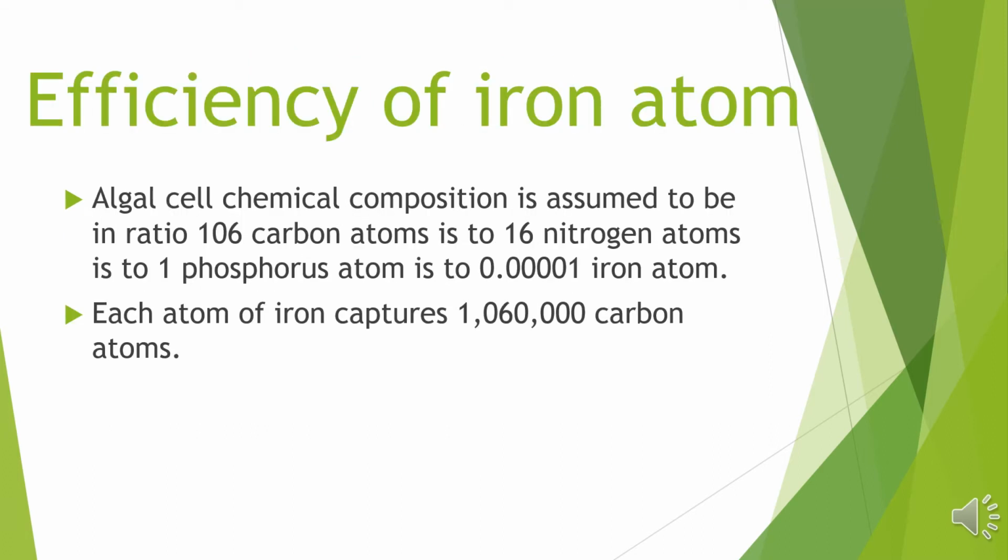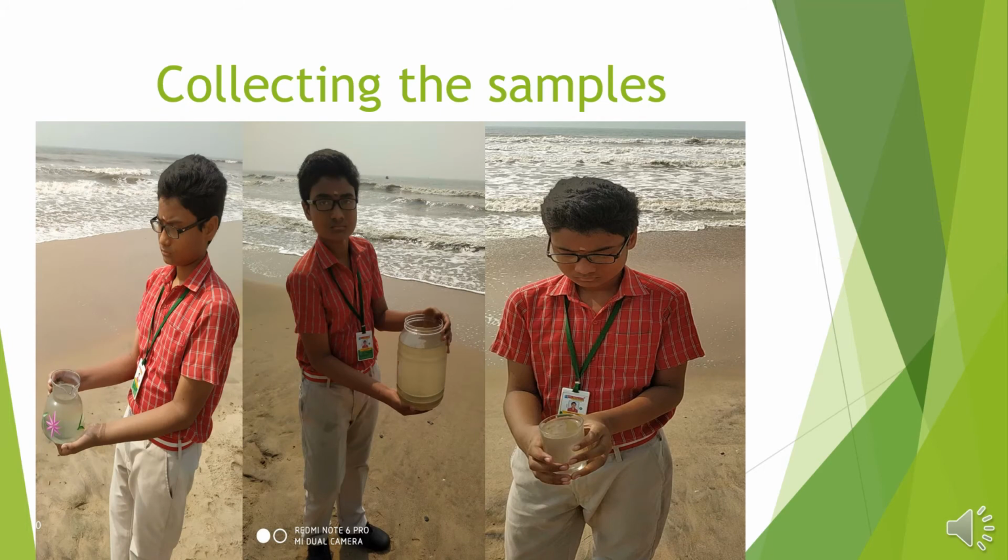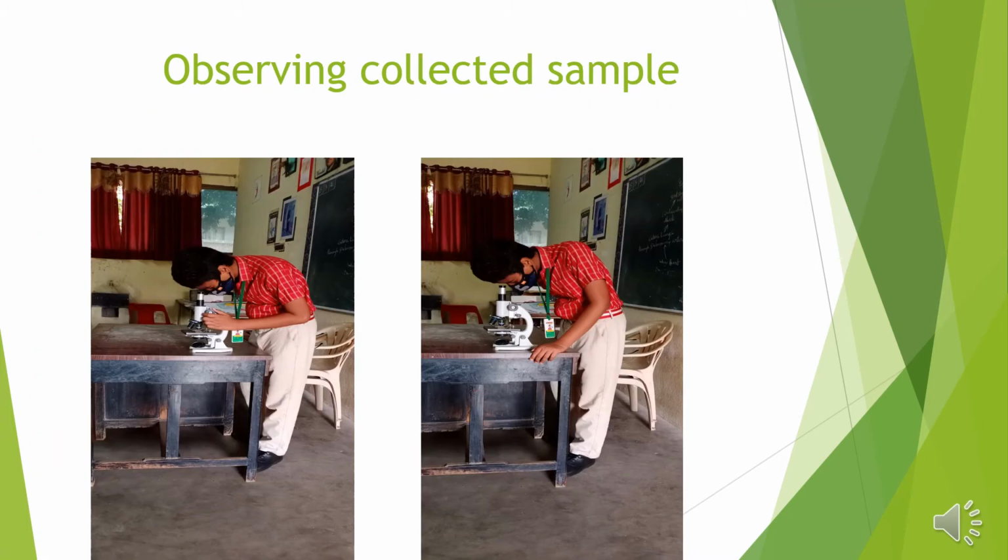Efficiency of iron atom. Algal cell chemical composition is assumed to be in the ratio of 106 carbon atoms to 60 nitrogen atoms to 1 phosphorus atom to 0.00001 iron atom. Each atom of iron captures 1,060,000 carbon atoms. Collecting the samples. Observing the collected sample with a microscope.